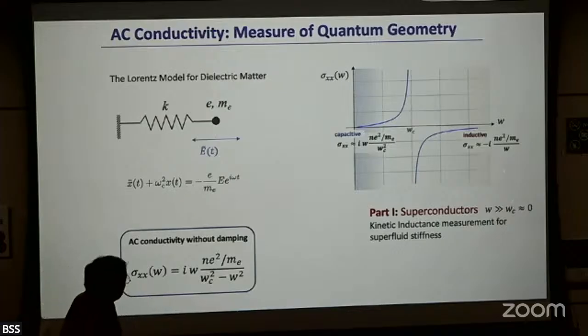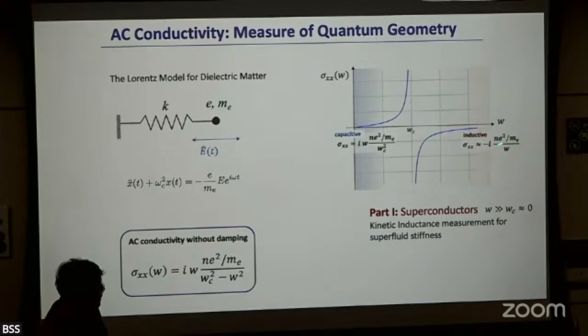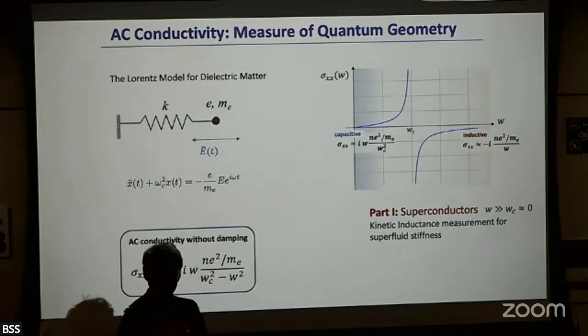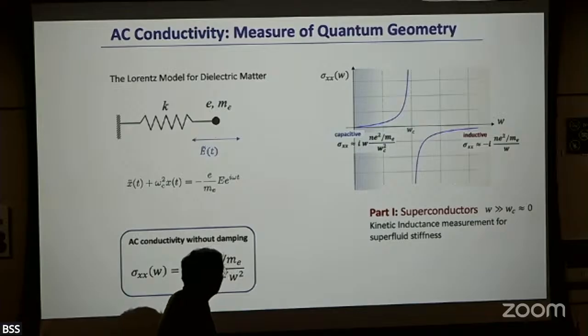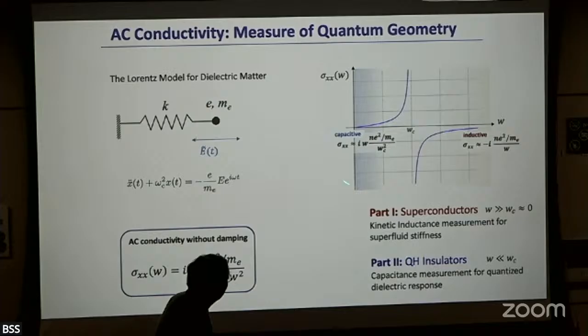And what information can you get from this Lorentz model? You will get the charge carrier number density n divided by the mass, and a very important quantity related to the superfluid stiffness, which I'm going to introduce in a moment. That's something that I'm going to measure. And for the second part, if time allows, I will go to the other limit, the capacitive part.